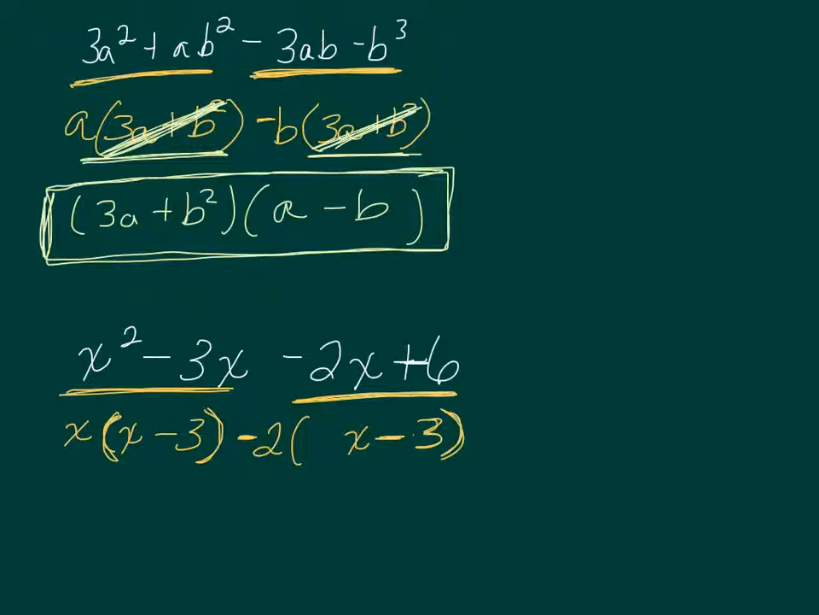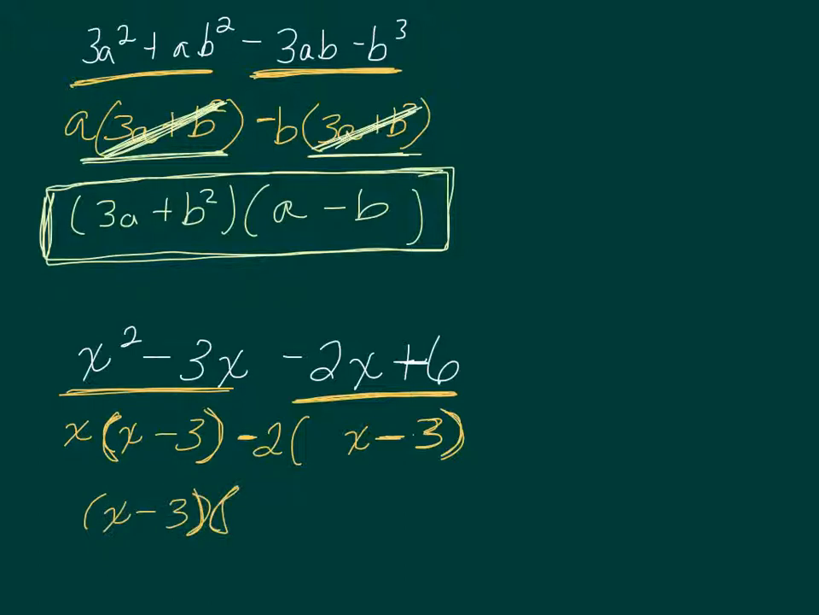So again, how I did that was a negative 2 and a negative 2 is a positive 1, and 6 divided by negative 2 is negative 3. So negative 3, or x minus 3, is what's in parentheses. X minus 3 is the common expression that's in parentheses. So I'm going to write that down, x minus 3.